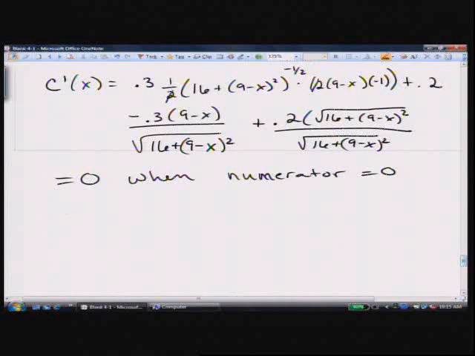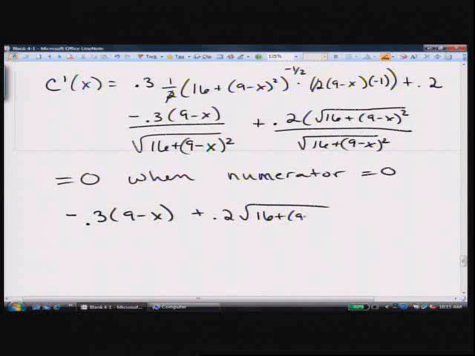Okay. So, 0.3 times (9 minus x) plus 0.2 times the square root of 16 plus (9 minus x) quantity squared. We've got to set that equal to 0. It looks so hard. It might have been interesting to have multiplied it out first, your way, but we're going to have to multiply it out now, which is not going to be very fun. We'll FOIL this out.